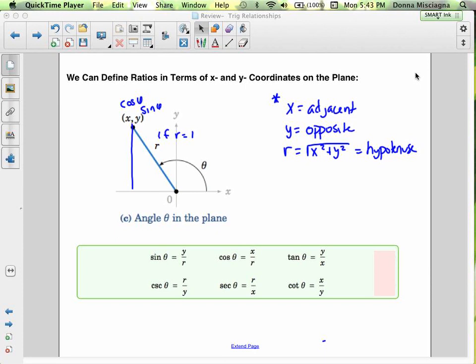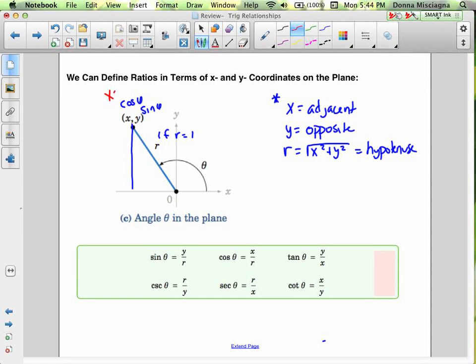Number one, that x is the adjacent side, y is the opposite, and r is the square root of x squared plus y squared, which is the hypotenuse. So add the information that is next to the asterisk in your notes. When we are graphed on the coordinate plane, if you can just add this, because this part here will be important when we're graphing.